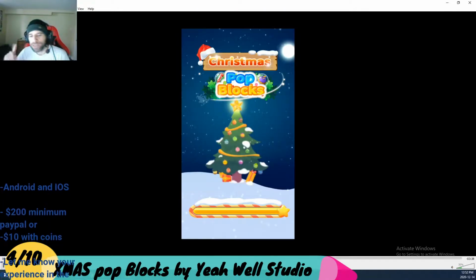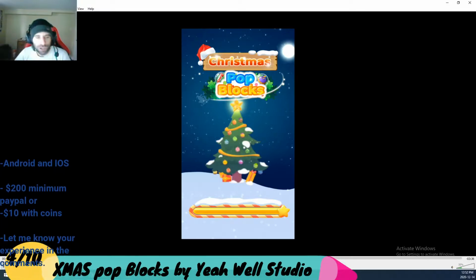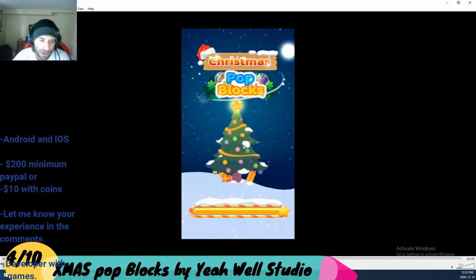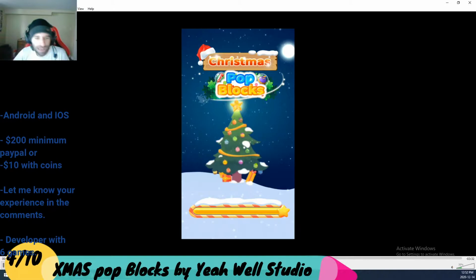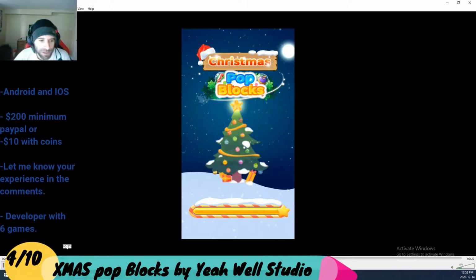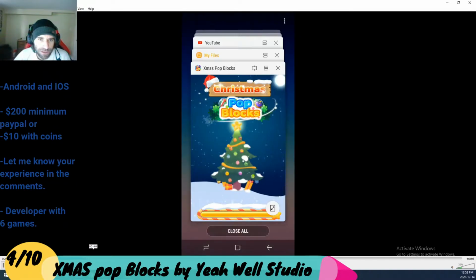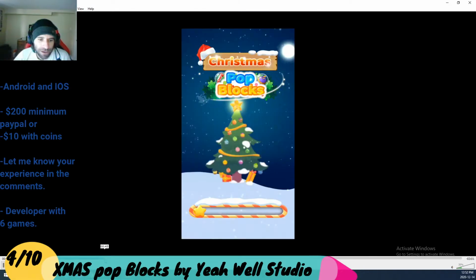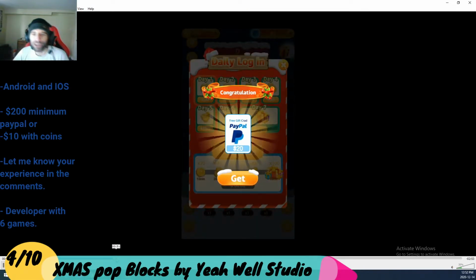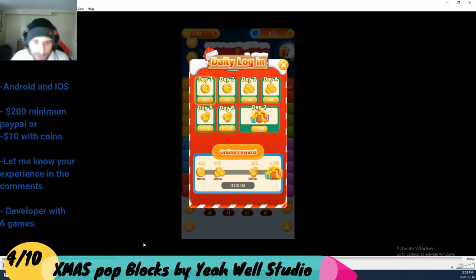Today we're doing Xmas POP BLOCKS, or Christmas POP BLOCKS, whatever you want to call it. The first time I launched the game, it crashed on me. But I'm not going to hold it against the game. My phone acts up sometimes, so I restarted it after. As you could see, it crashed there. I restarted it, and then we were good. I got my $20, and I am on the road.